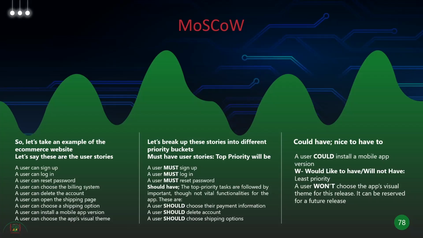And then a should-have could be a top priority task which is not a vital function. So a user should be able to choose their payment information. A user should be able to delete their account. A user should choose shipping options. And again, I'm trying to talk about MoSCoW from the perspective of my organization, what their priority is. Your organization's priority might be different, and something that is a must-have in my case might be a should-have in your case. So you have to weigh in your particular situation, your organization, and then decide which one fits into which bucket.